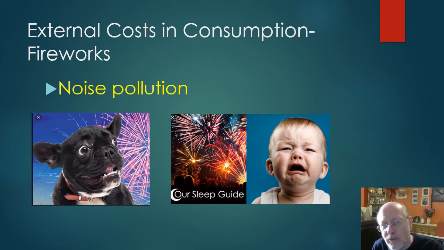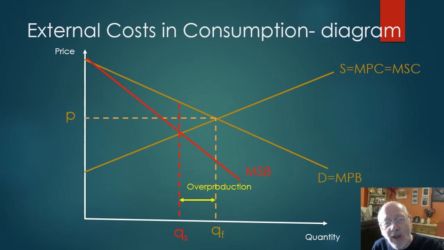Now, note I've got a picture of a dog. The fact that that dog is scared is not itself an externality, because a dog is not an economic agent, but its owner is an economic agent. And so if they are negatively affected by the dog being upset, then that is an external cost of that fireworks show. Simplified diagram for this because it's not on the spec.